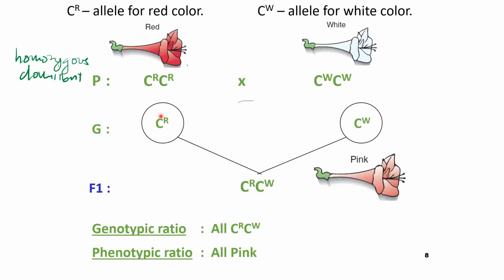So where we are going to write a cross for incomplete dominance, we can write like this. We put the C and R, where R is the allele. CR, this one is the dominant. And for the recessive, let's say here white, CW and CW.